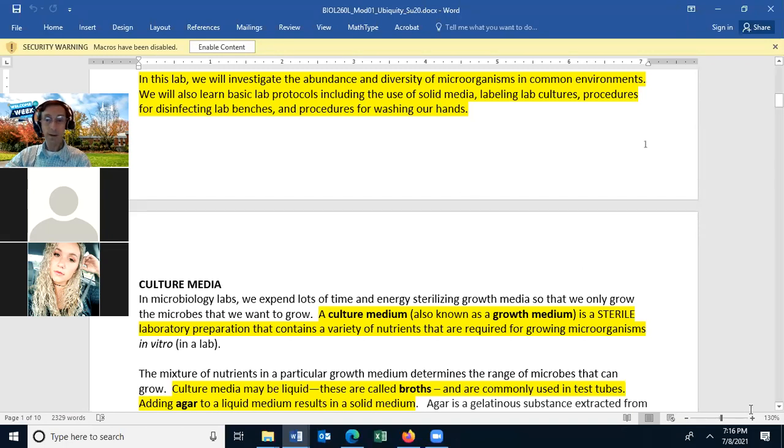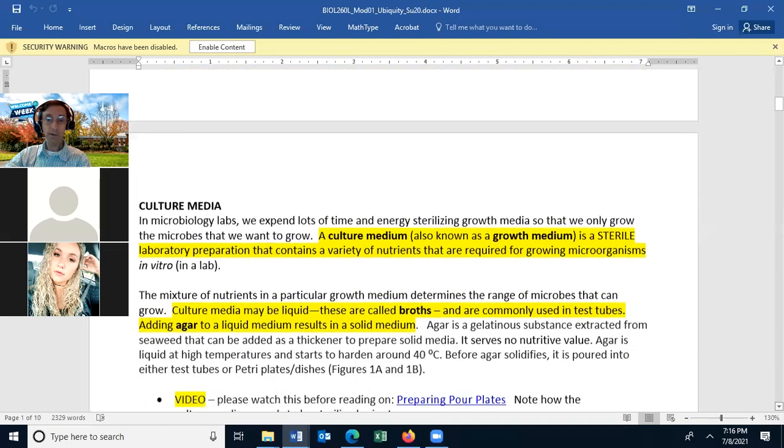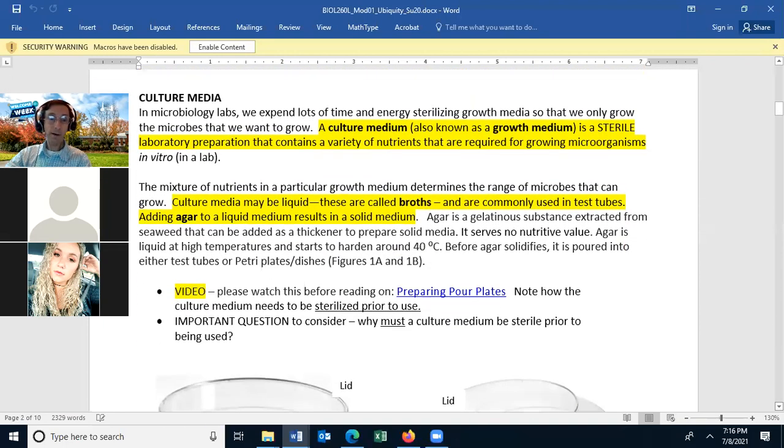A culture medium, also known as a growth medium, is a sterile laboratory preparation that contains a variety of nutrients that are required for growing microorganisms. And we'll talk about how we sterilize it in a later lecture or lab. How we sterilize it is we put the medium in an autoclave. And if you don't know what an autoclave is, it's a giant pressure cooker.